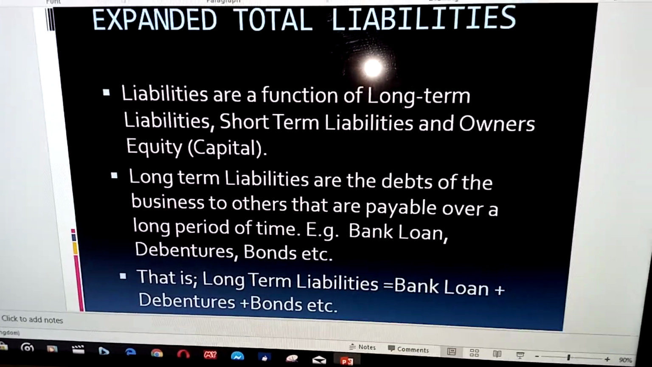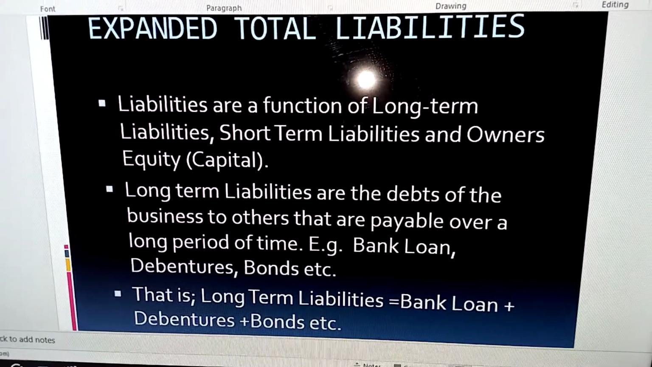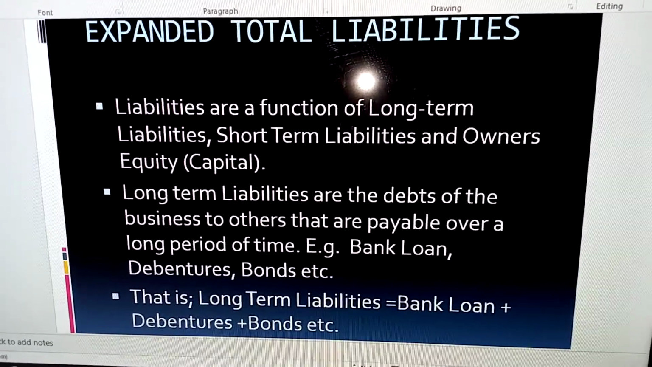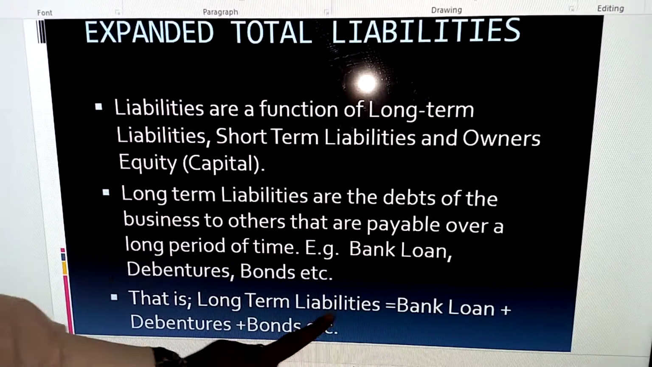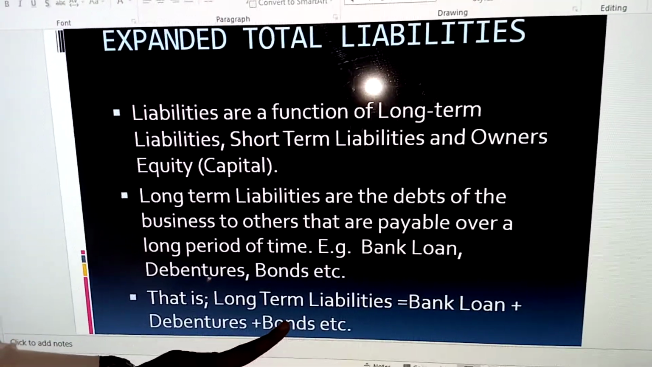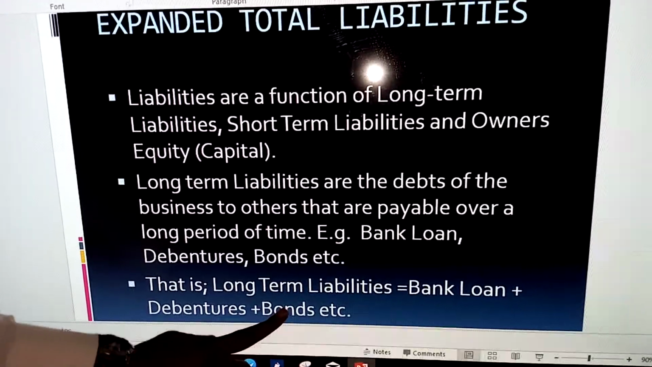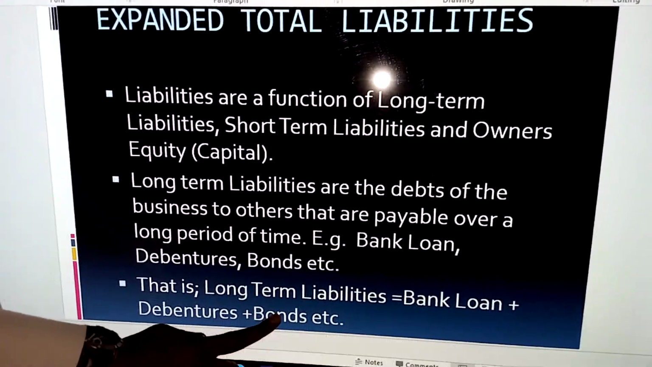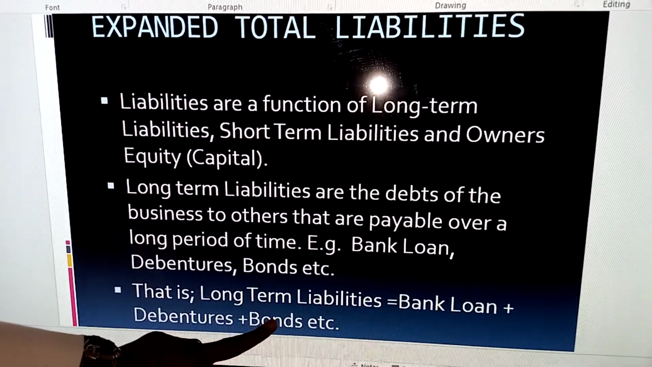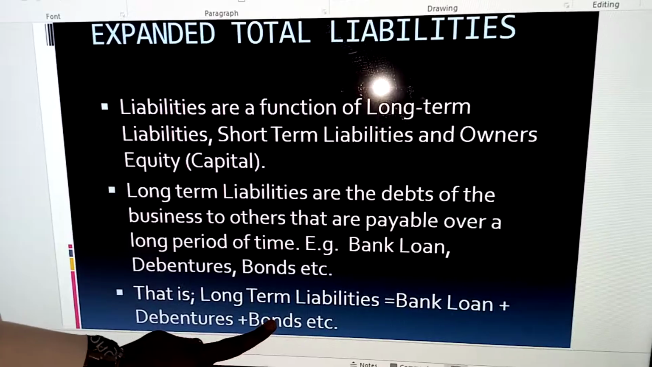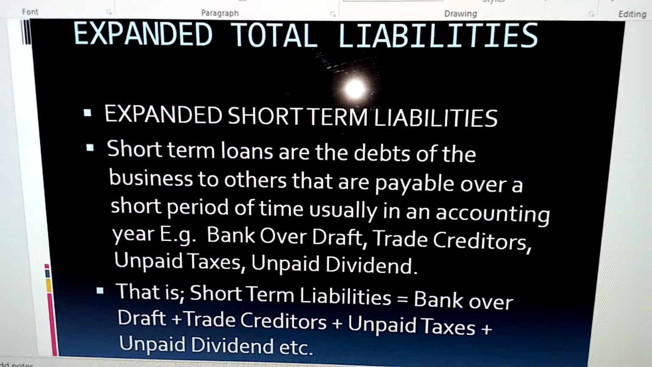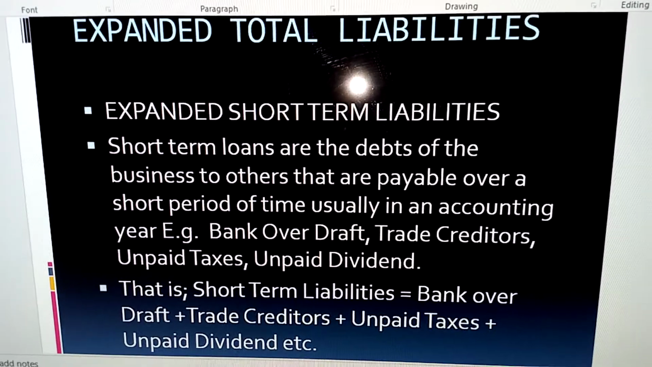And then that means we can write an equation for long-term liabilities using the items that determine it. So we can say our long-term liability equals what? Bank loans plus debentures plus what? Bonds. That's an arrangement where you try to raise money for the business. Okay, I'll look at that in some subsequent classes. It's a huge one. Now, having established an equation for long-term liabilities, we can as well expand our short-term liabilities.